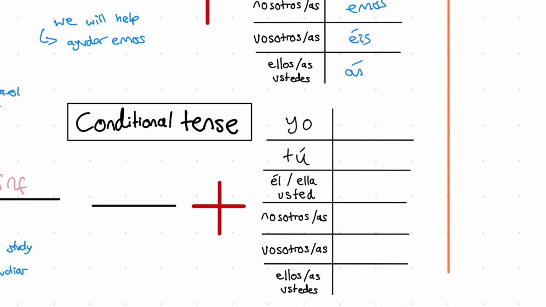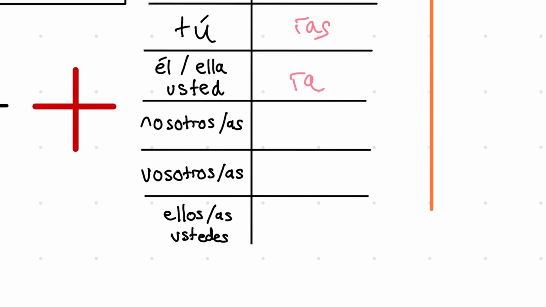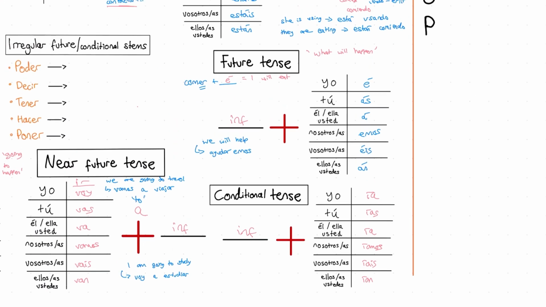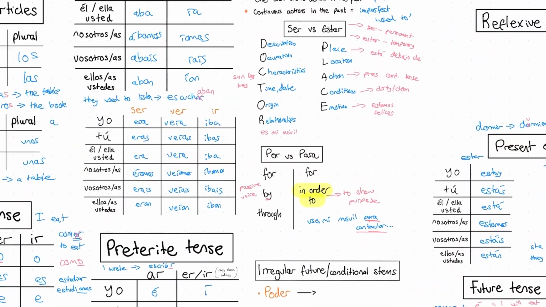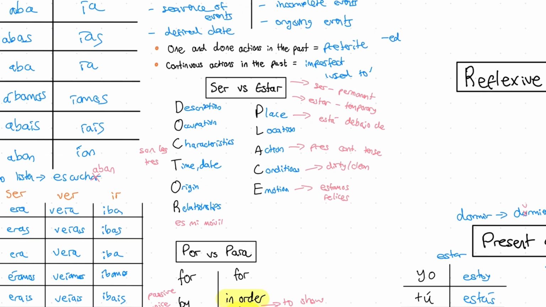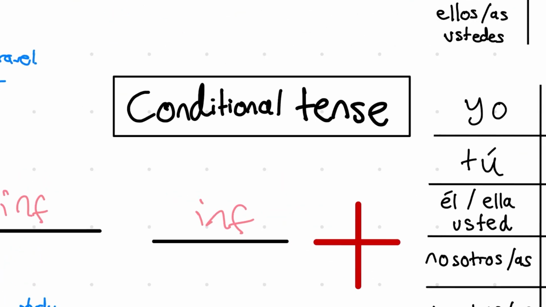So for the conditional, we have the infinitive plus just another set of endings. This time, these endings are the same as the imperfect. So ías, ía, íamos, íais, and ían. So you'll notice these endings are the exact same. They're duplicates of the ones for the imperfect tense that we saw up here. You may be wondering, how can you differentiate between the conditional and the imperfect? The infinitive ending is how you can tell.